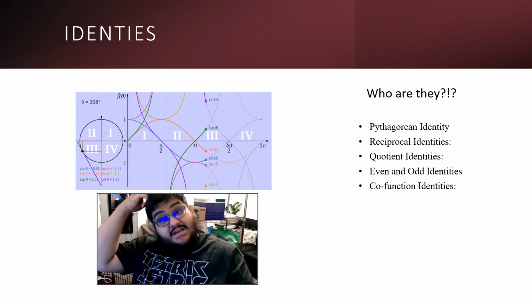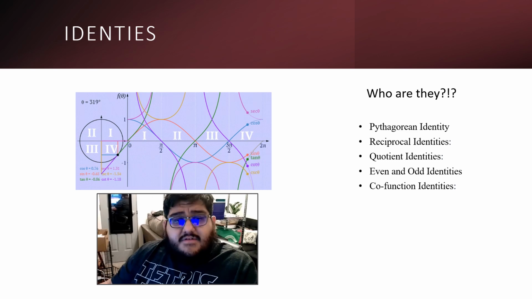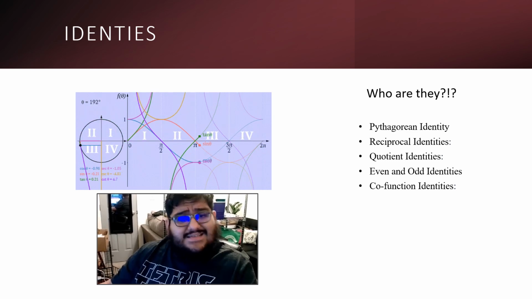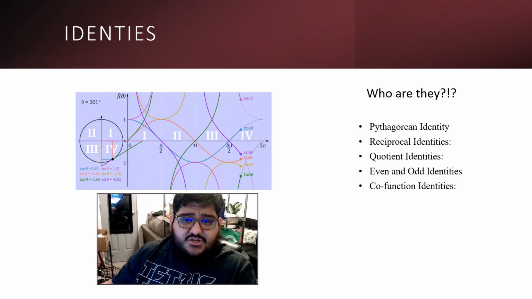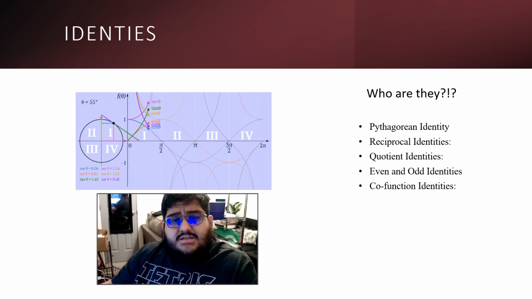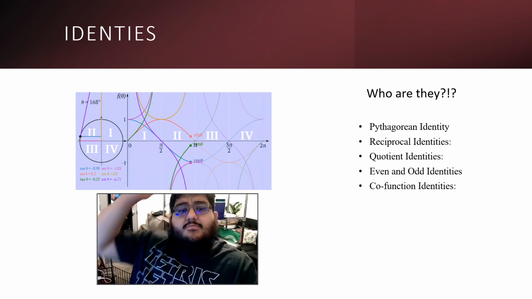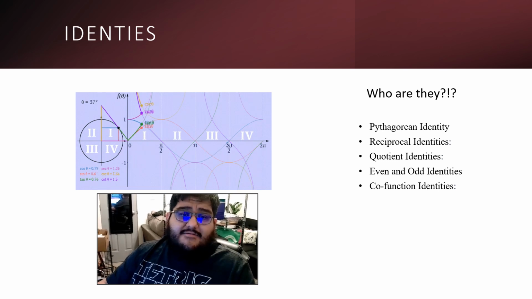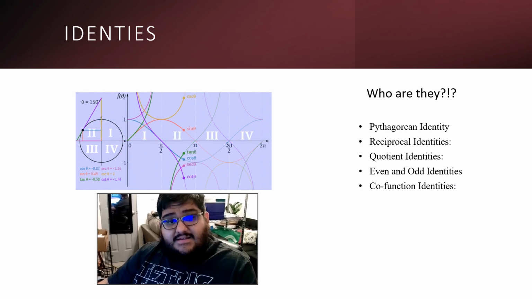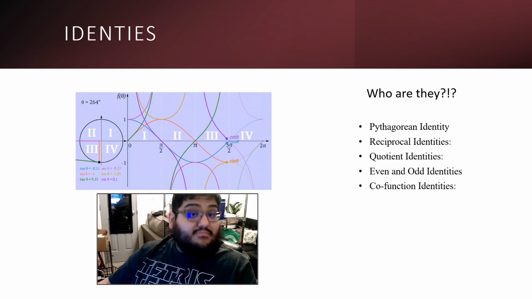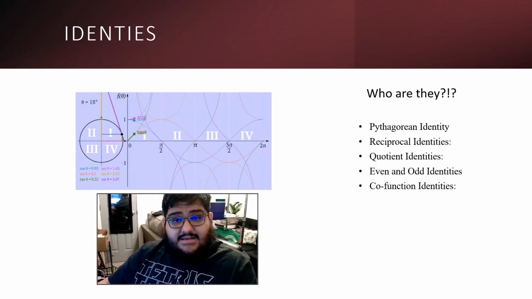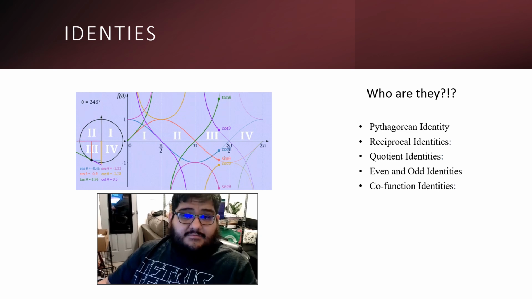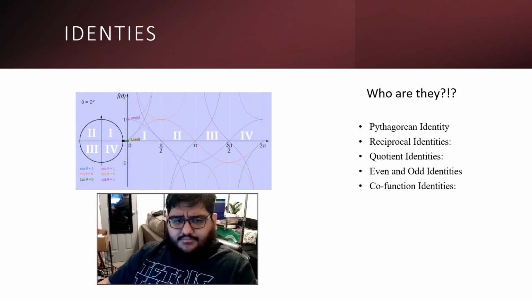And then we have the even and odd identities. The even functions are cosine and secant. And then we have the odd functions, which are sine, cosecant, tangent, and cotangent. A function is even if it's symmetric with respect to the y-axis and has the property that f of minus x is equal to f of x. A function is odd if it has the property that f of minus x is equal to minus f of x, and that's an odd function, which is symmetric about the origin.